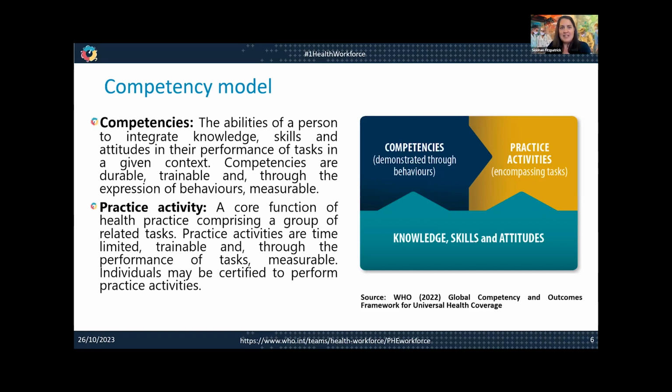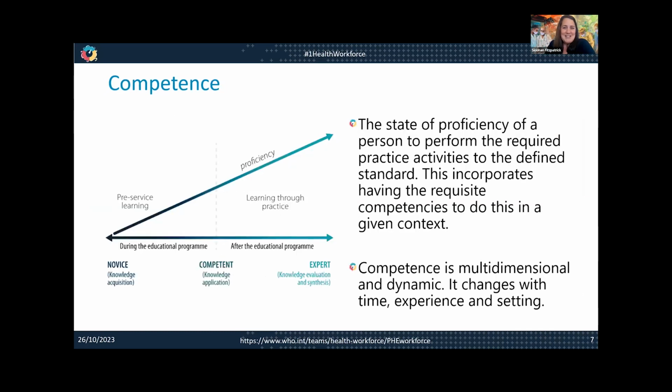What are the attributes of the individual? This, of course, is rooted in the very essential foundations of knowledge, skills, and attitudes. So when we're looking at the whole curriculum, we need to think about all of these different aspects together. And then, last slide on the theory of competency-based education.